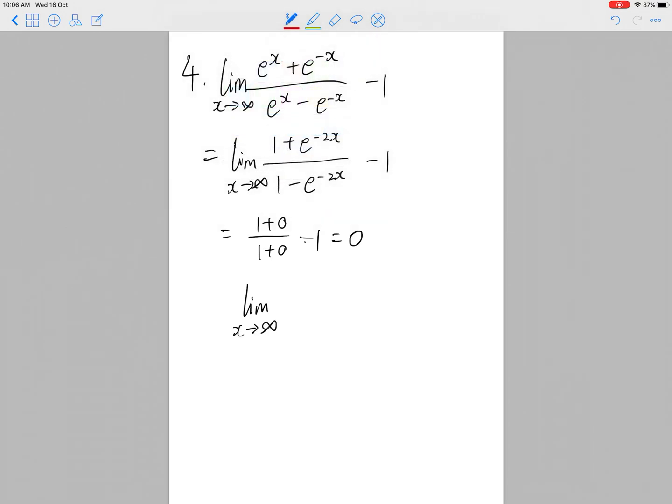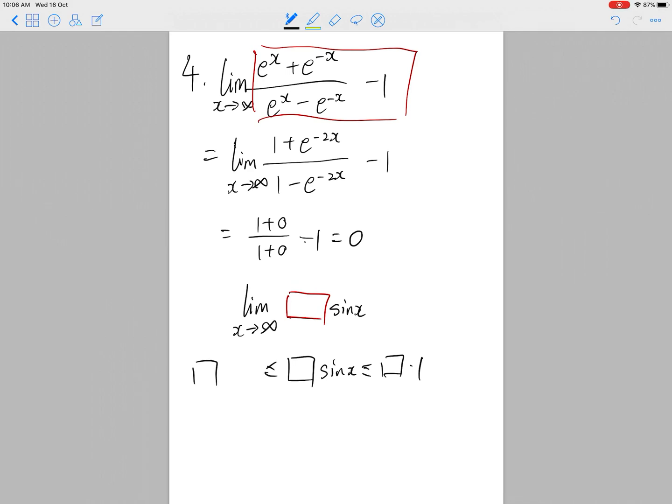Then this whole thing times sine x is smaller or equal to this thing times 1, and it's greater or equal to this thing times negative 1. And on both sides, this part, the limit is 0. This part, the limit is also 0. So by squeeze theorem, this limit is 0 as well. So this is your answer.